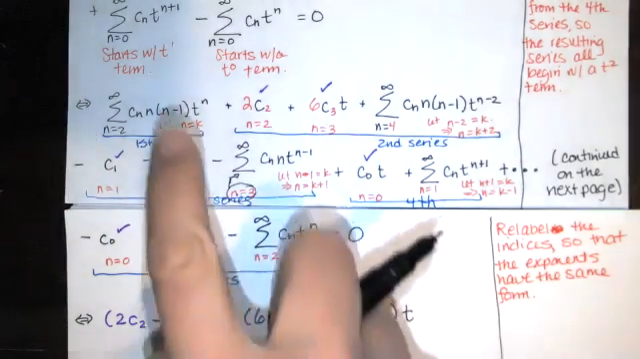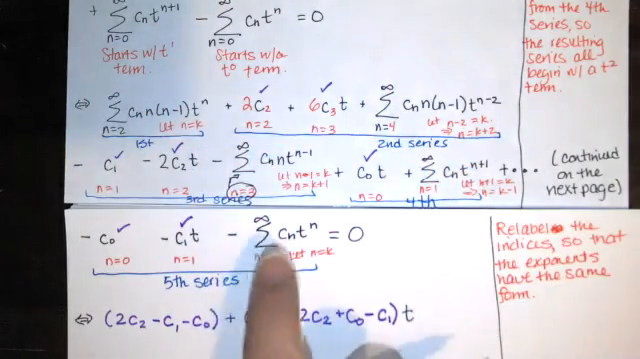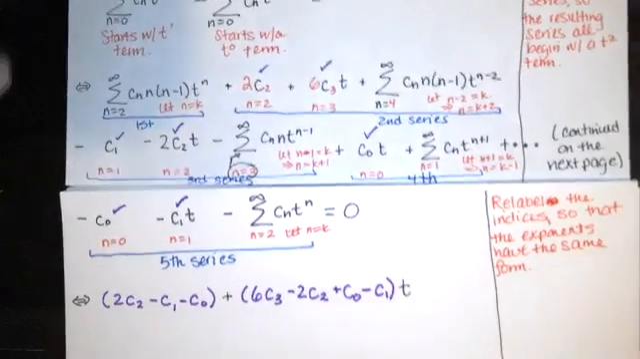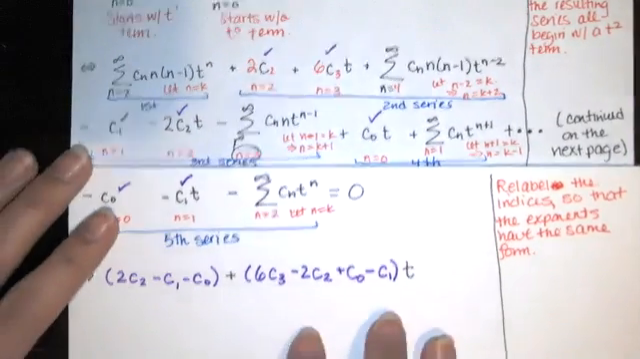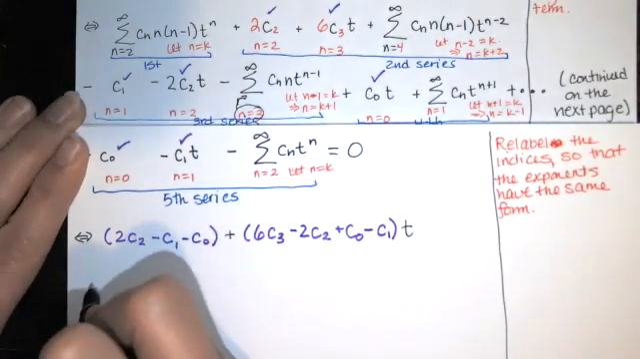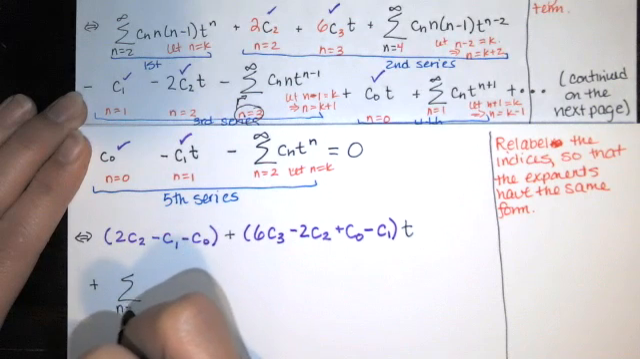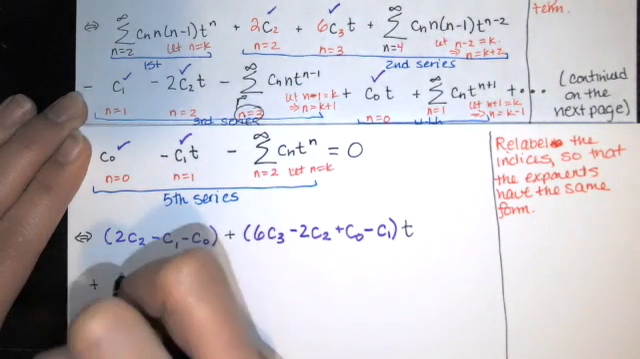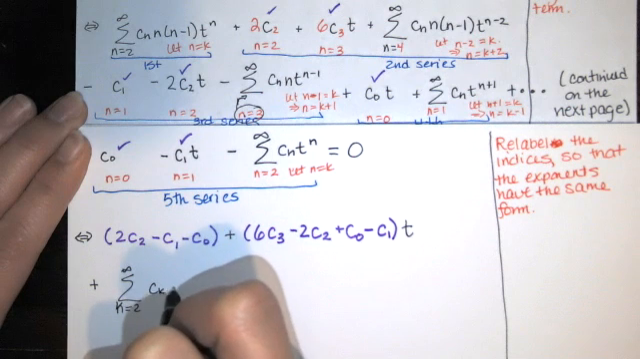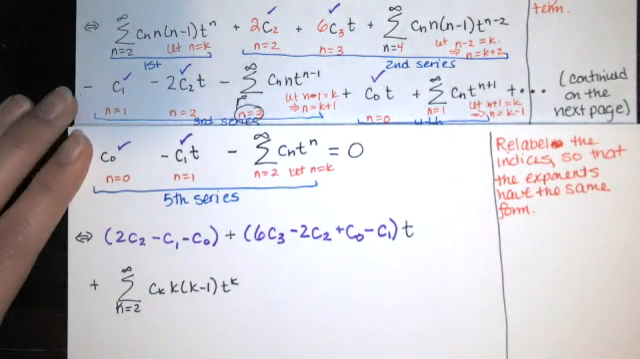Okay, and then you've got these 5 series that are left. This one, this one, this one, this one, and this one. So we're just going to rewrite those series here. And I think I'm just going to write them vertically to make my paper a little bit neater. So first I'll write the first series over again. This is the sum as k goes from 2 to infinity of c sub k times k minus 1 times t to the k.